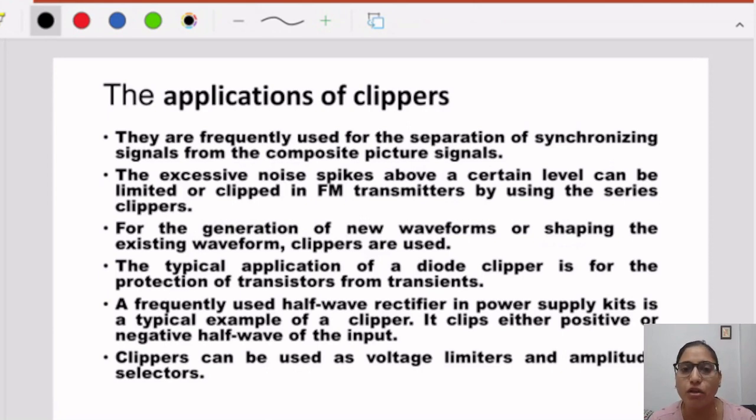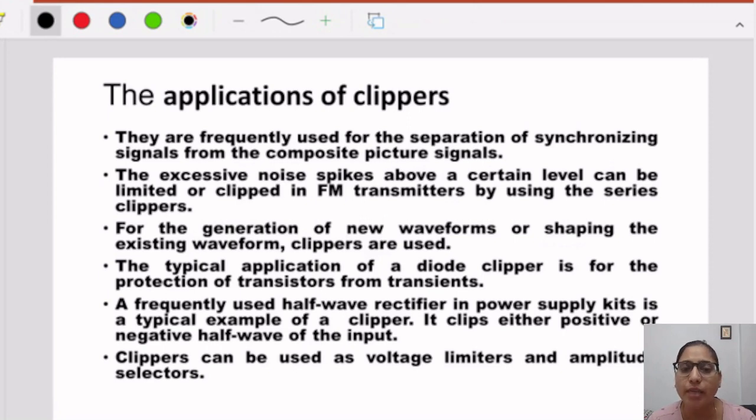The typical application of a diode clipper is for the protection of a transistor from transients. Now, what does the term transient mean here? A transient is a signal which is just generated with excessive current. So, it is a spike-like signal, and we have to remove it. We can remove it with the use of clippers. Now, a frequently used half-wave rectifier in power supply kits is a typical example of a clipper. It clips off either the positive or the negative half cycle of the input.